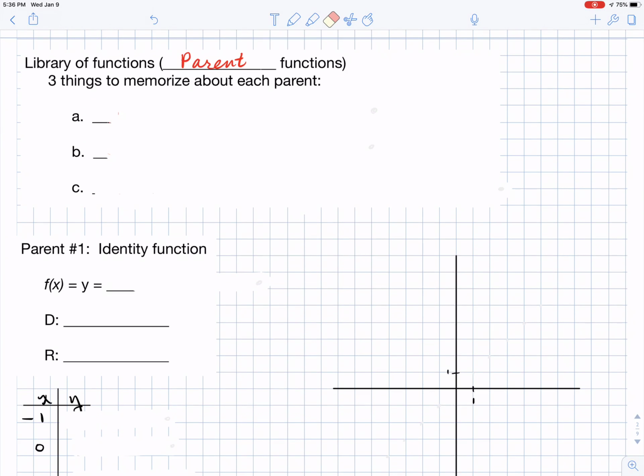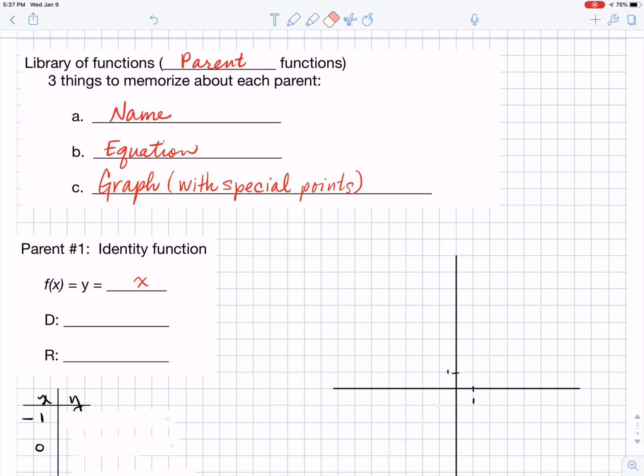A library, these are also going to be called the parent functions, and there's three things that you have to memorize about every single one of these parents. So the first thing is you have to memorize the parent's name. You'll notice that right underneath this, parent number 1 is the identity function, so that's what I mean by the name. Secondly, you need to memorize the equation. So in parent number 1, the equation is going to be y equals x. So that is what I mean by the equation.